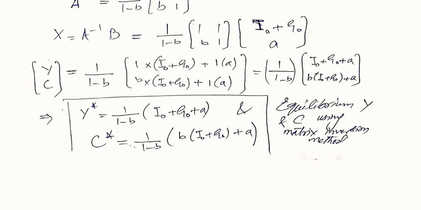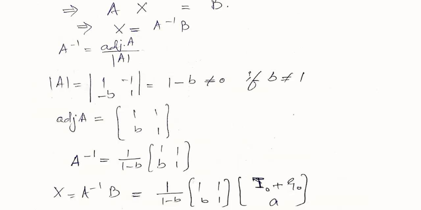This is y asterisk and this is c asterisk. We have simplified it, and now we have the equilibrium value of national income and equilibrium value of consumption. So these are the two values that we found by using the matrix inversion method, which is equivalent to the algebraic method of solving the simultaneous equations, because we will get the same answer.